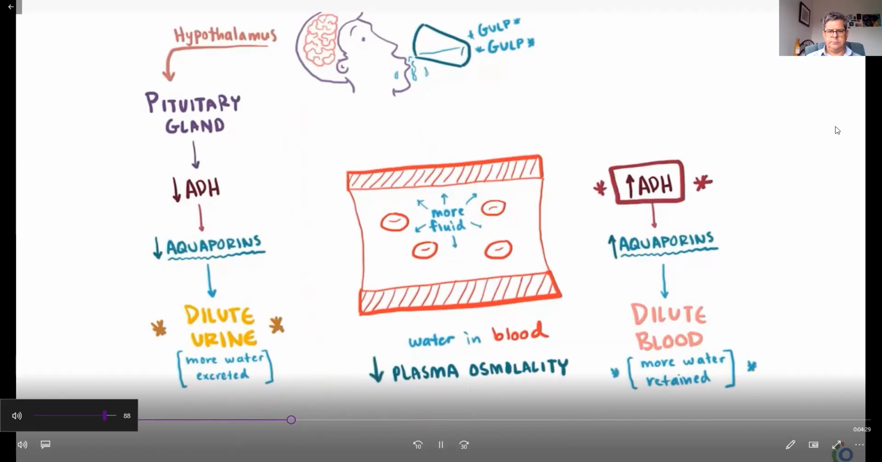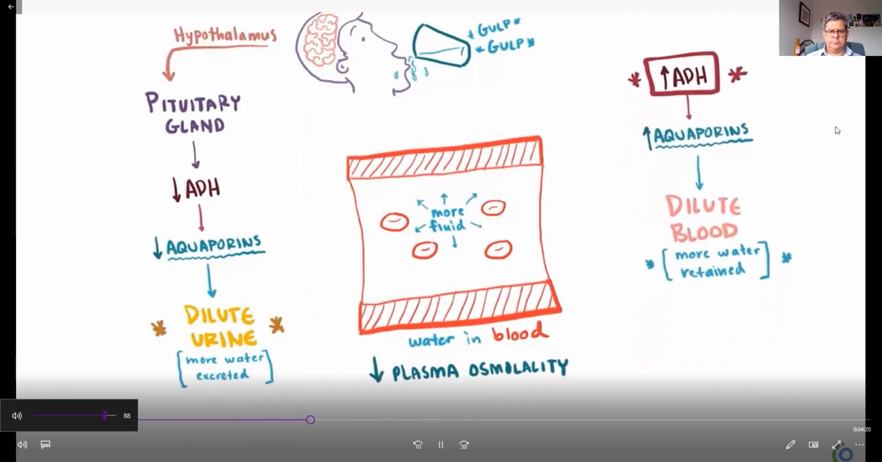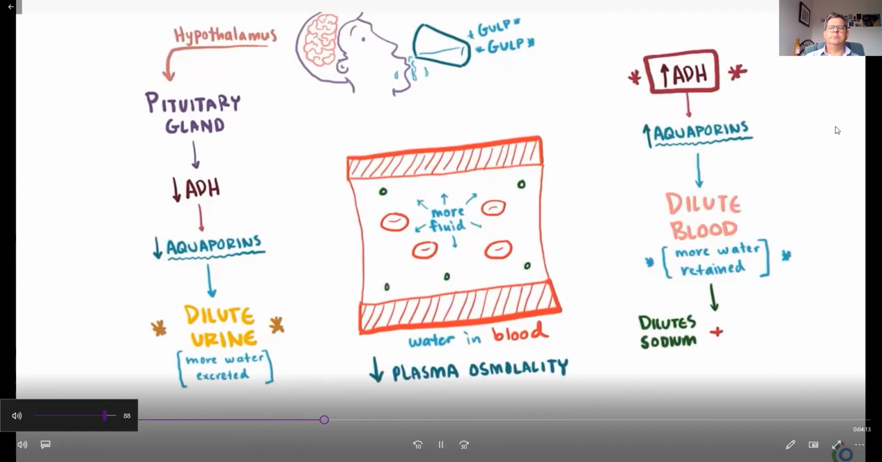We're going to continue retaining water, and as we drink more and more water, we might expect our plasma osmolality to continue dropping. However, this isn't really what happens. As more water is retained, it dilutes the other solutes floating around in our blood, like sodium. The extra fluid also takes up more space in our blood vessels.